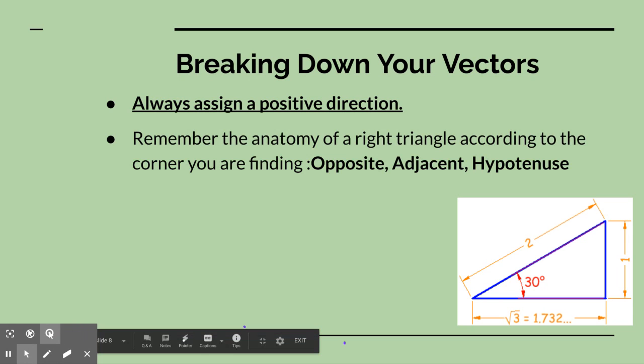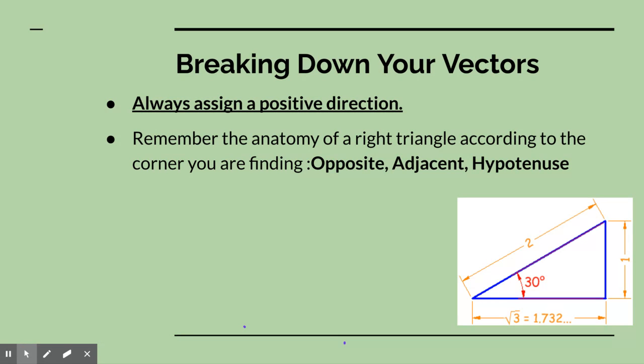So remember the anatomy of the right triangle according to the corner you're finding. On a right triangle we have the opposite, the adjacent, and the hypotenuse. The opposite and the adjacent will change depending upon the corner you are trying to find. Okay. However, the hypotenuse doesn't. Remember.